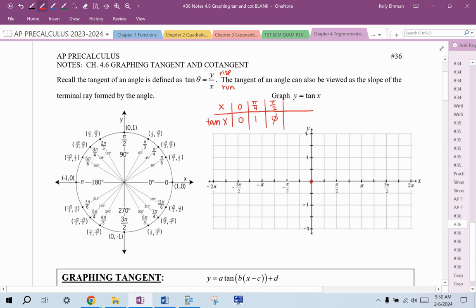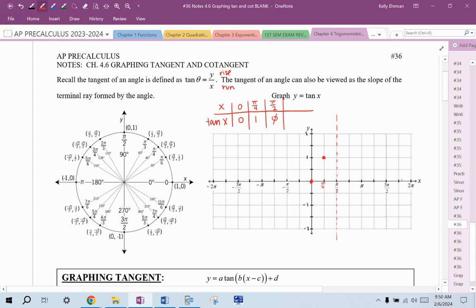So we have 0, 0, and pi over 4. On this axis, pi over 4 is right here. So pi over 4, 1. 1 is up 2 units here just to space things out. And just like we did with secant and cosecant graphs, if the trig function is undefined, it means that it has a vertical asymptote going through that x value.